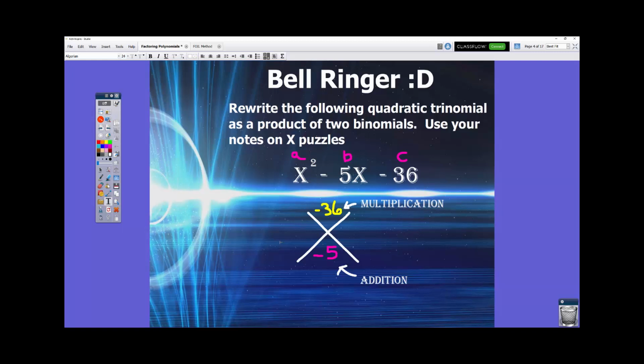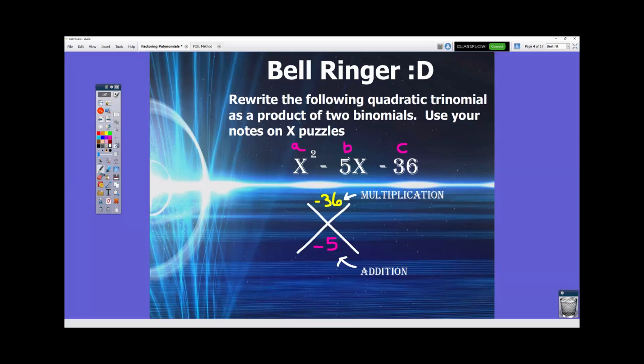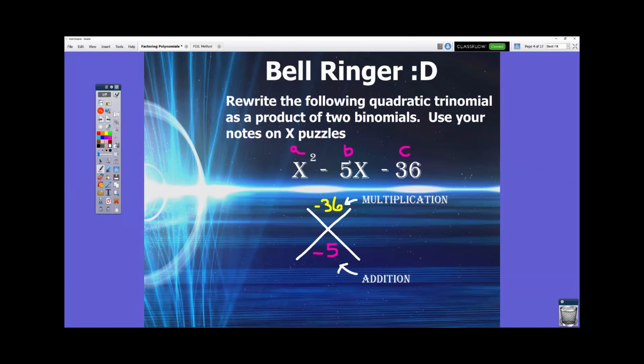So the challenge here in this puzzle, or in these problems in general, and this is a shortcut that doesn't work for every quadratic trinomial, but for all the ones that we've done in my class up to this point, this strategy works. We'll get to some where you need to get a little bit more creative, and you need to do a little bit more math to get to the answer, but that's a topic for a different video. So what we need to do is we need to think of two numbers that multiply together to make -36, that add together to make -5.